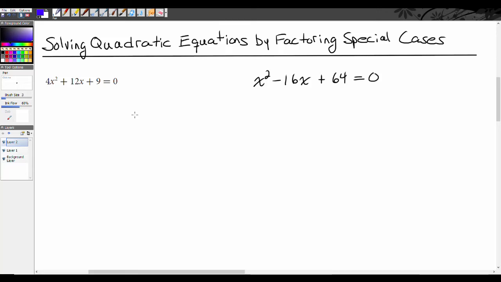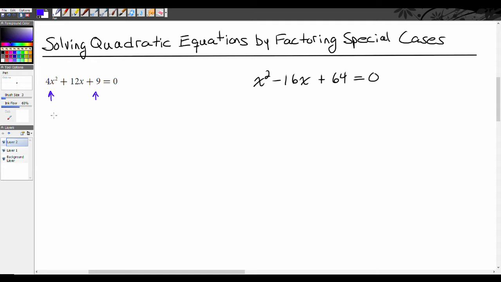All right, so in this lesson, we're going to talk about solving quadratic equations by factoring special cases. In the last lesson, we discussed factoring special cases, so let's just go ahead and jump right into solving these equations. The way you can determine whether or not you have a special case is to look at the first term and the third term. And if they're both perfect squares, then you probably have a special case.